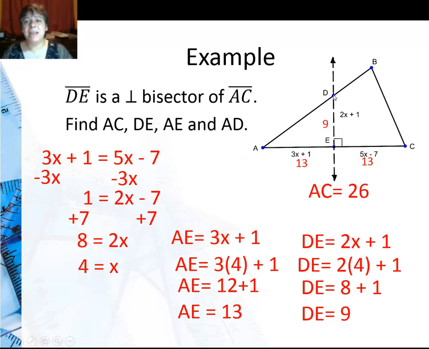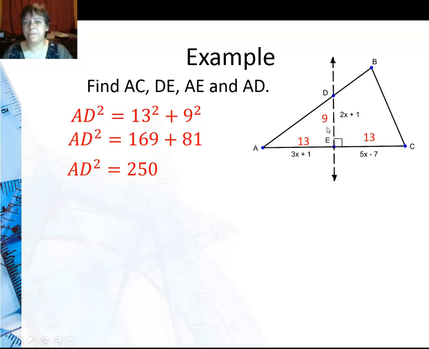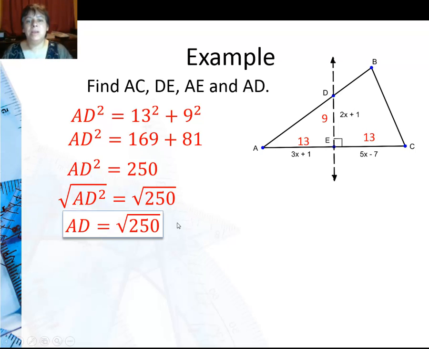Finding AD, well, I see a right triangle formed here. So I'm going to use the Pythagorean theorem. So let's go ahead and clear that up. And I have 9 and 13 in this right triangle, and I'm trying to find AD. So I know AD squared is 13 squared plus 9 squared, or 169 plus 81, which is 250. But this length isn't 250. I need to take the square root of both sides. So AD is the square root of 250. So this would be your answer for the length.